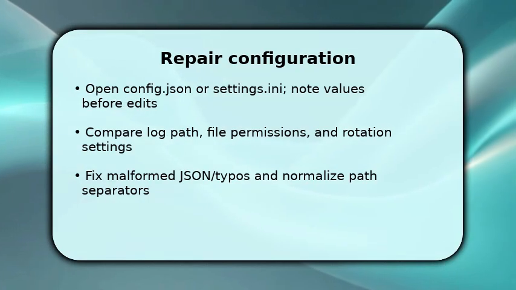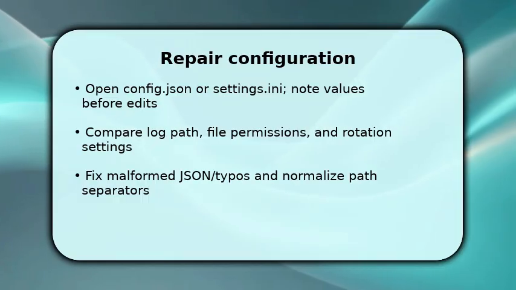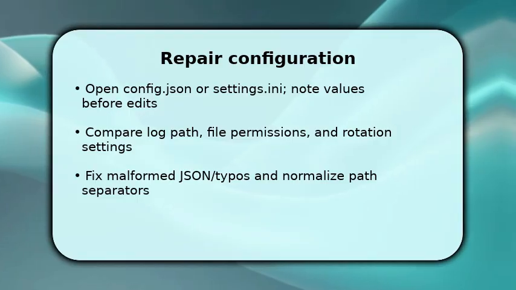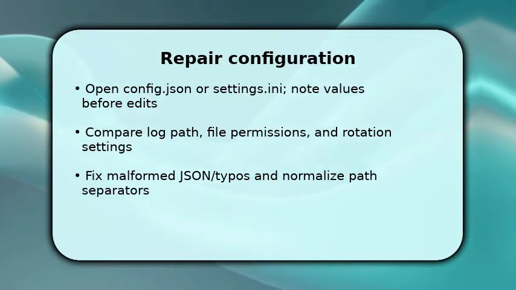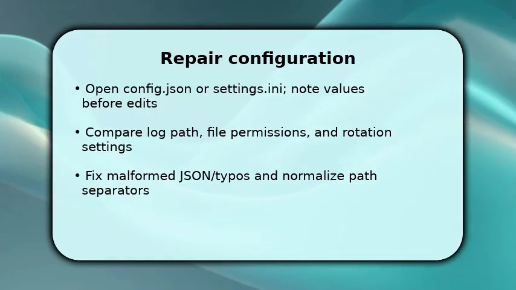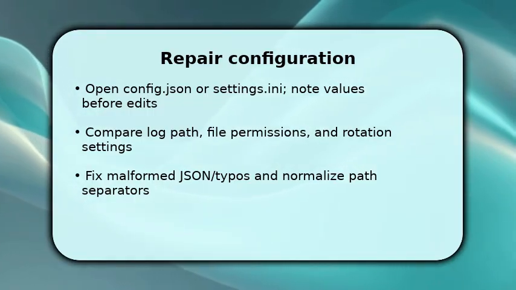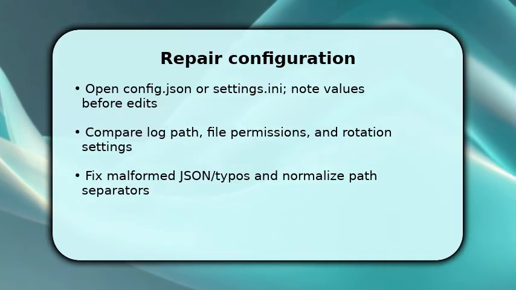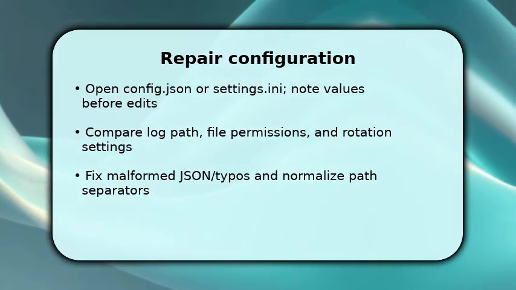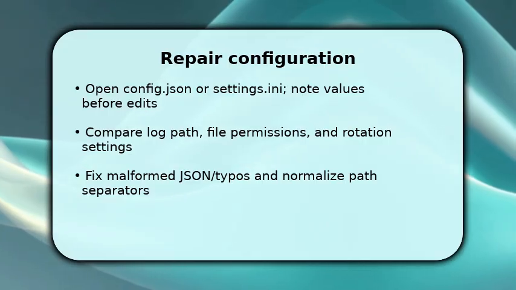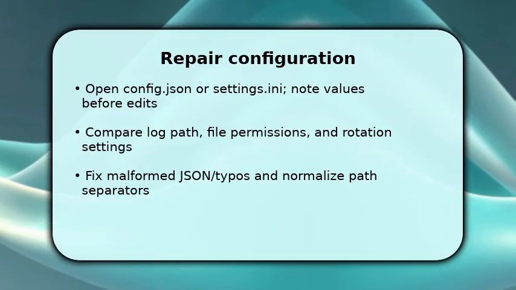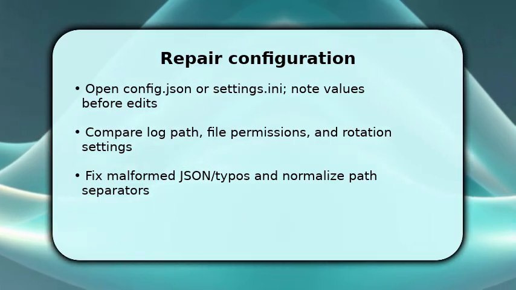You now repair the configuration that controls Metal's logging. Open the config, JSON or settings.ini, and note values before you edit anything, because you may need to revert. Once done, compare the log file path, file permissions, and rotation settings to expected defaults. Incorrect paths or bad rotation can silently drop entries. Make sure to fix malformed JSON or typos and normalize path separators so the service can open the file reliably.